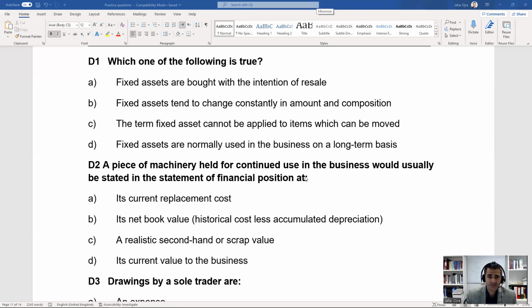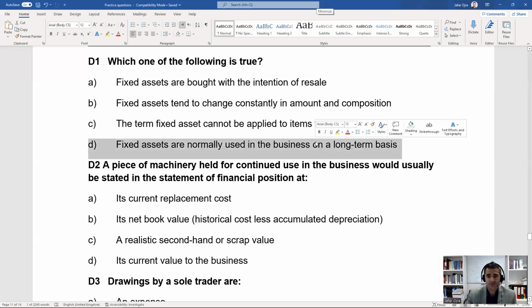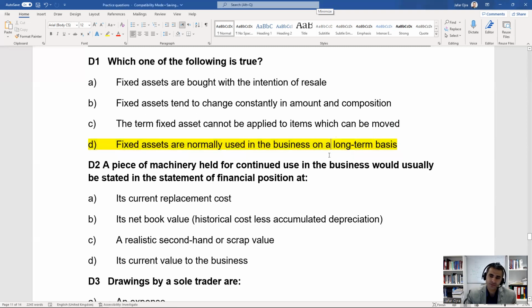The fixed assets, or the term fixed assets, cannot be applied to items which can be moved. Not really. Can be. Yeah, why not? That's wrong. The fixed assets are normally used in the business on a long-term basis, and that is correct. So the answer is D. So fixed assets are normally used in the business on a long-term basis. So that's more than 1 year.